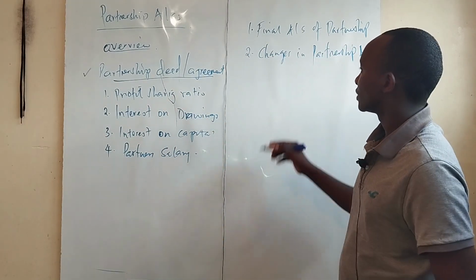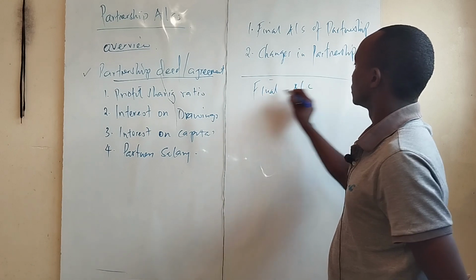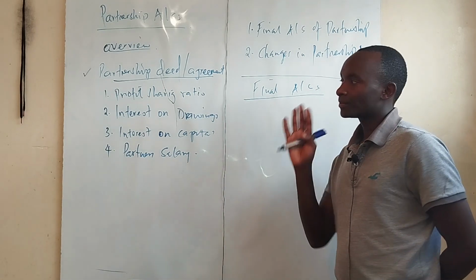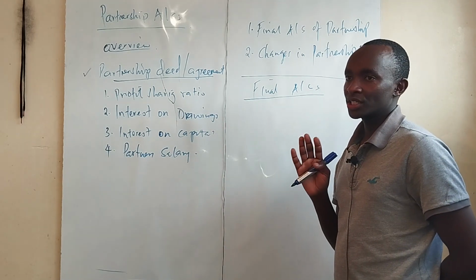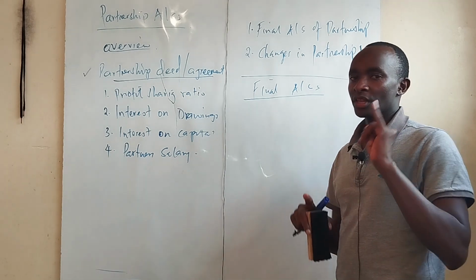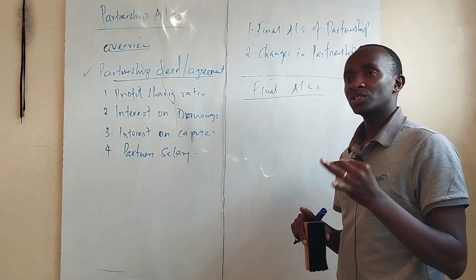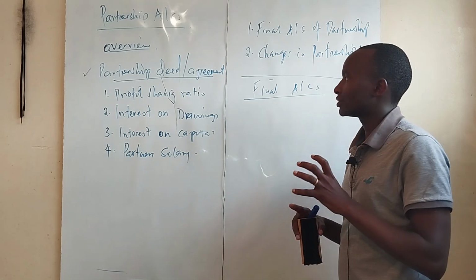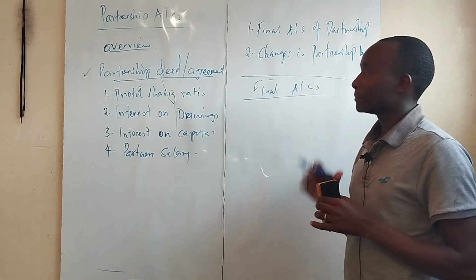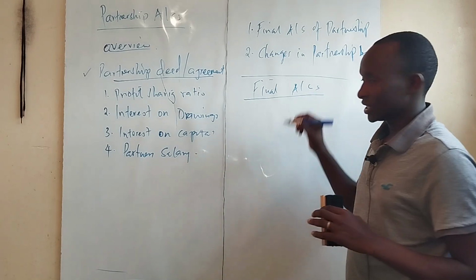So let me start with the final accounts. Just the same way as the sole trader does. The sole trader normally prepares the financial statements, like the income statement, the statement of financial position, cash flows, and so forth. The partnership also does so, but these are the most common final financial statements.